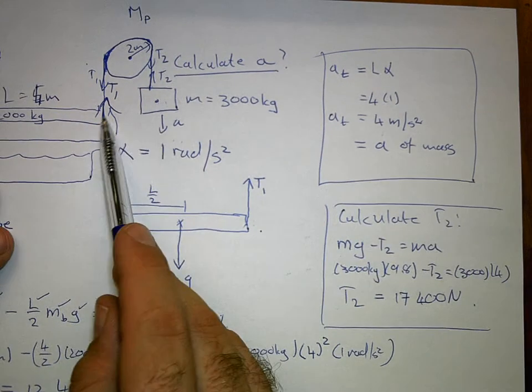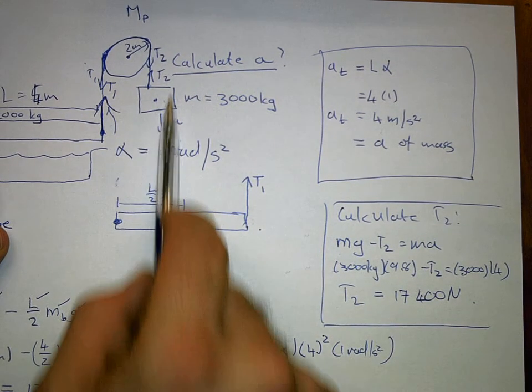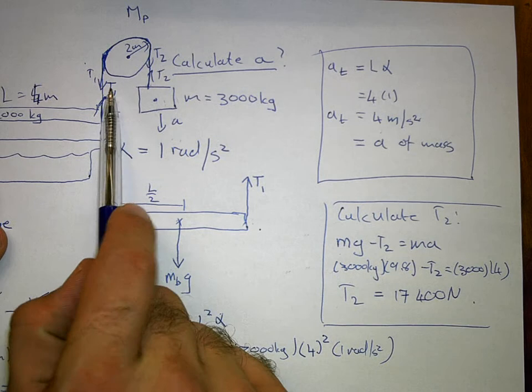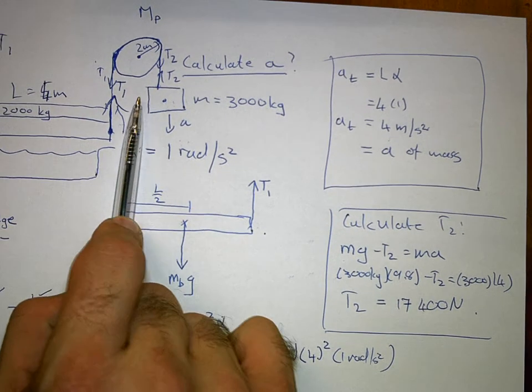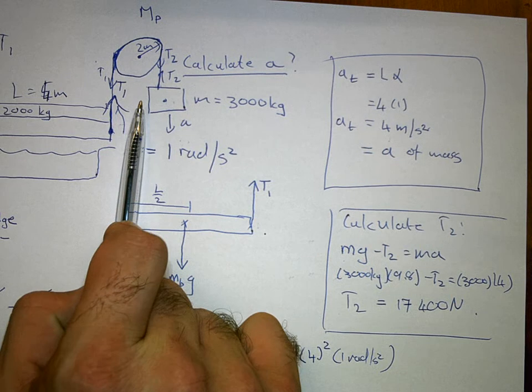So this is an interesting complication. We find that the same cable has a tension on this side of the pulley and a tension on that side of the pulley, which is not necessarily equal. Does this make sense? Yes? No?